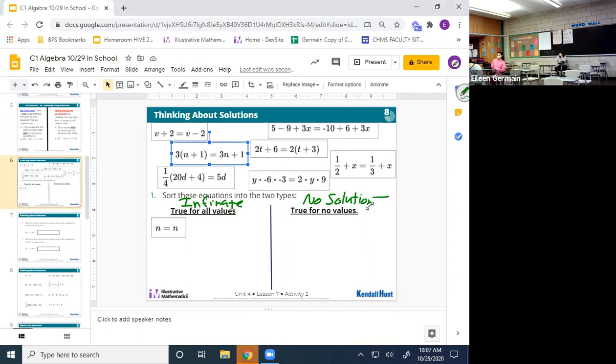Does that make sense, what I'm asking you to do? Okay? So you're going to have to fiddle with some of these. You might have to distribute. You might have to combine like terms before you make these decisions.